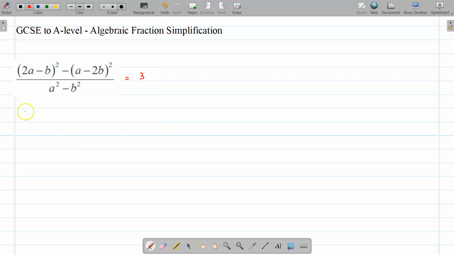So how do we do it? Well, here we go. Look at the top line. We have 2 brackets. Each one is squared. So we're going to multiply out the brackets. So here we go. 2a minus b times itself. I'm going to write it out as a pair of brackets side by side. 2a minus b. And from that, I'm going to take away the product of a minus 2b times itself. Okay, a minus 2b.